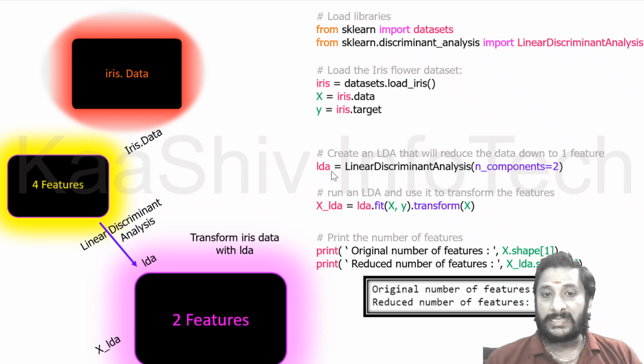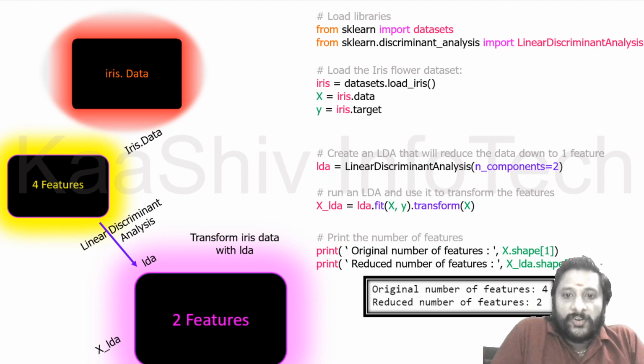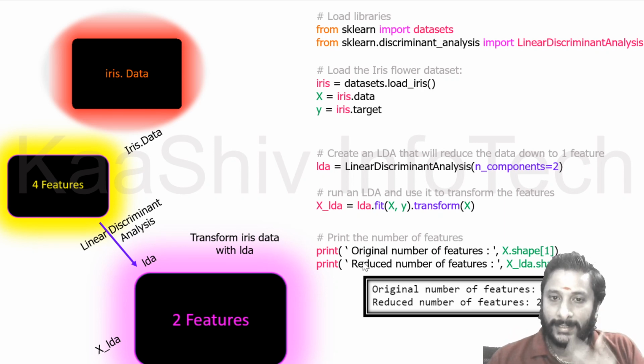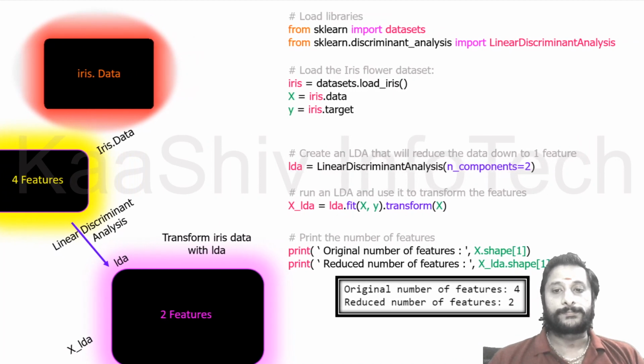Okay, now I have the LDA. The LDA is linear discriminant analysis with number of components 2. Now my LDA is ready, and my dataset is ready. Now I'll fit it and transform it. So fit of x comma y is the input, and what you need to transform is transform of x. So you get x underscore LDA. x dot shape[1] is the original dataset, and x underscore LDA dot shape[1] will be the outcome features. So the 4 features are reduced to 2 features. This is how the program will work.